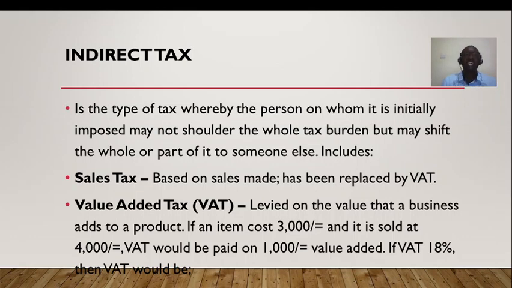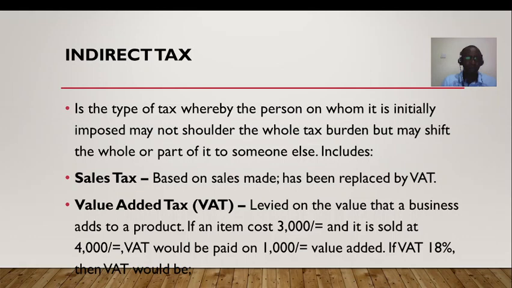Let us look at indirect tax. This is a type of tax whereby the person on whom it is initially imposed may not shoulder the whole tax burden, but may shift the whole or part of it to someone else. For example, we have sales tax. This one is based on sales made, but it has been replaced by VAT, that is value added tax. VAT is levied on the value that a business adds to a product.